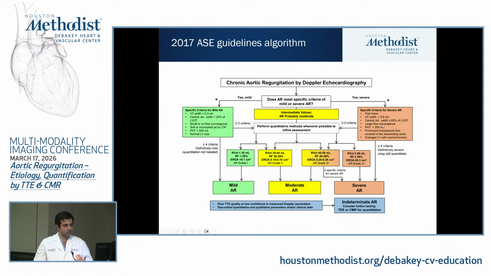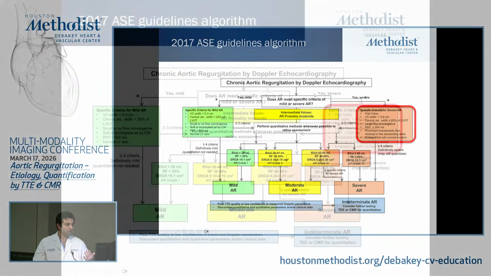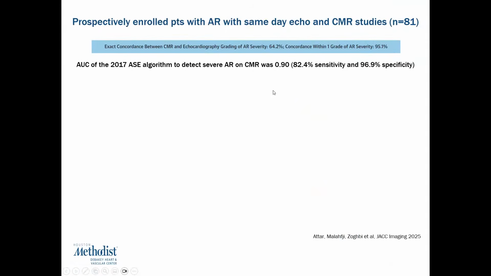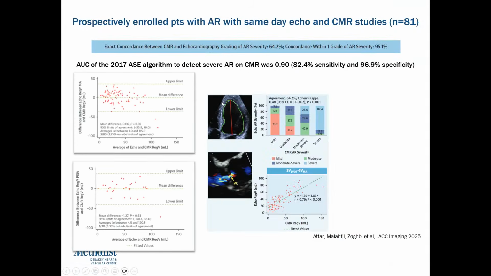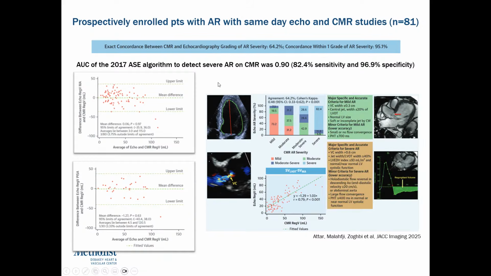And the question is, this is a lot of expert opinion, essentially, and 30 years of experience, but it hasn't been validated or tested against a secondary test. So now that we have the advantage of MRI, we were able to do this with Dr. Zogby. Well, he did it, I participated. It included people who had same-day echo and MRI. There are people with AR, there's MR, and there are multiple other subgroups within this large study.